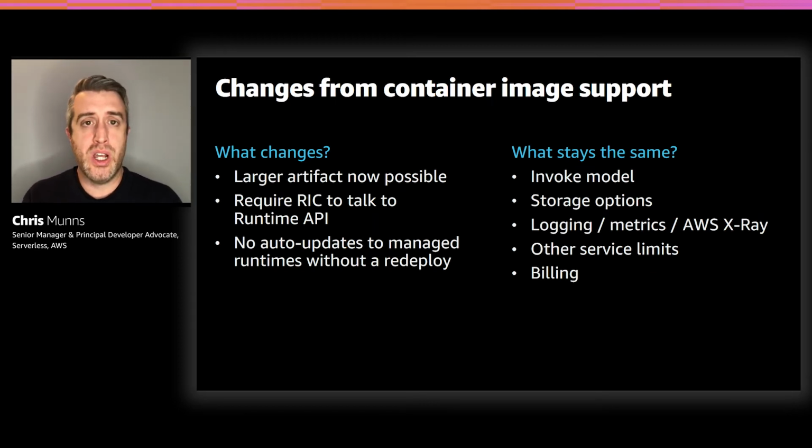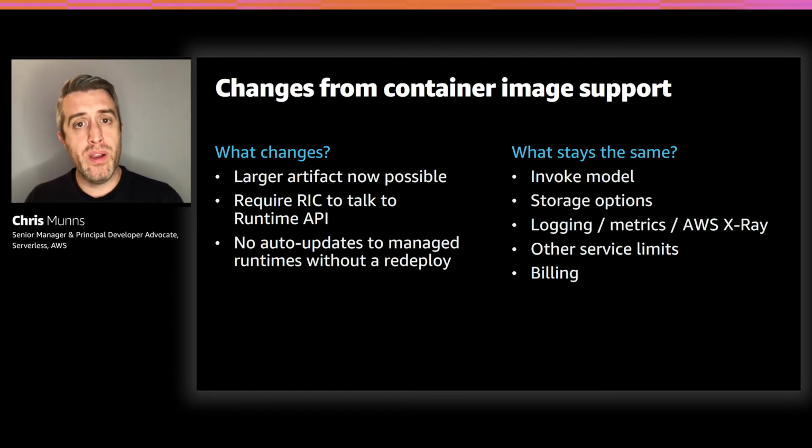Again, what has changed, larger artifacts are now possible. So again, you can deploy applications up to 10 gigabytes. You do need the RIC, the runtime interface client, to talk to the runtime API. Again, that's built into the provided container images that Lambda has made available to you already. So you don't have to do this unless you're building your own.